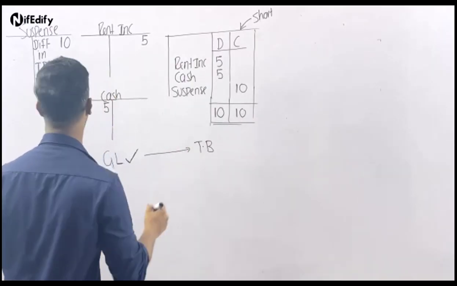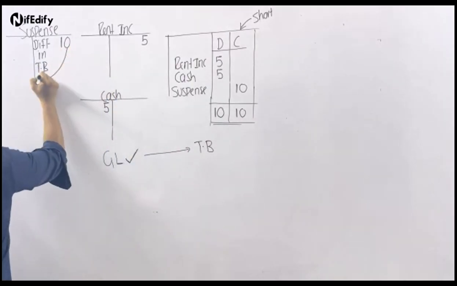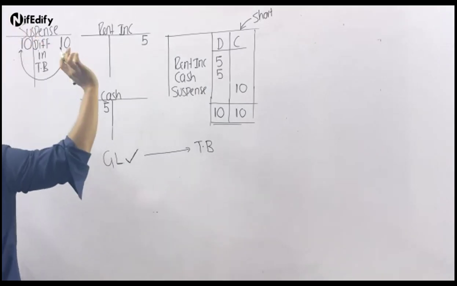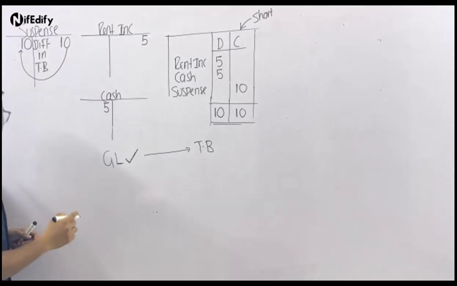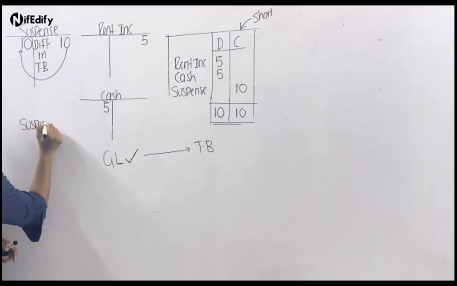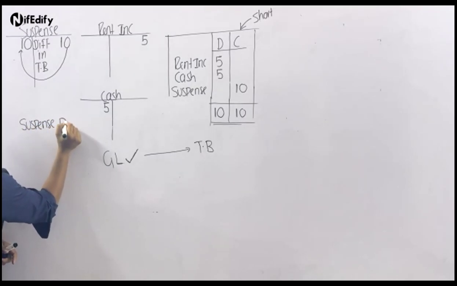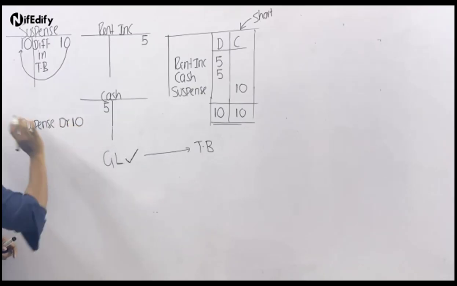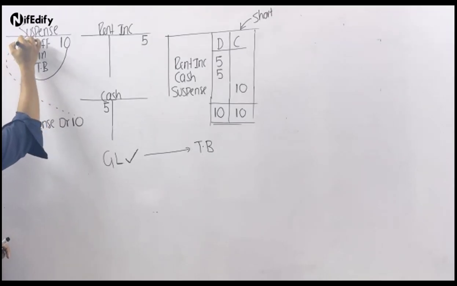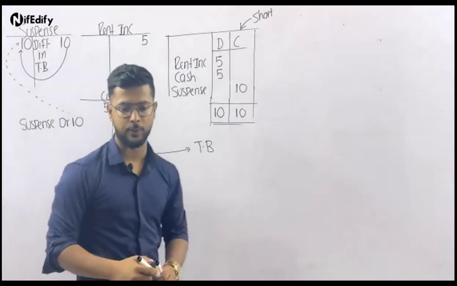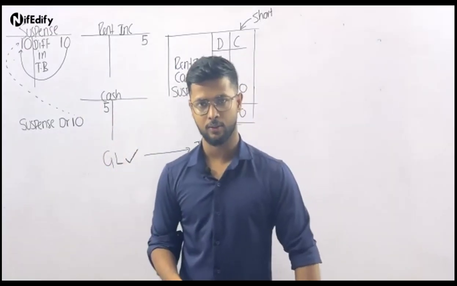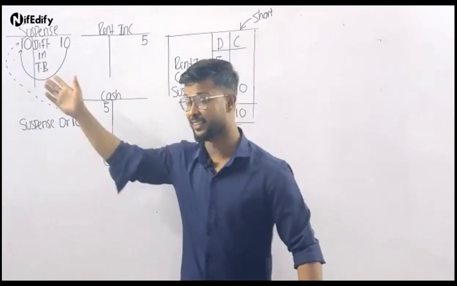So what are you supposed to do now? Delete the suspense. For that, what would you do? You would debit the suspense by 10. The moment you debit the suspense, it will get reflected on the debit side of the suspense account. Therefore, your suspense account will now have a zero balance, because it is nullified now.